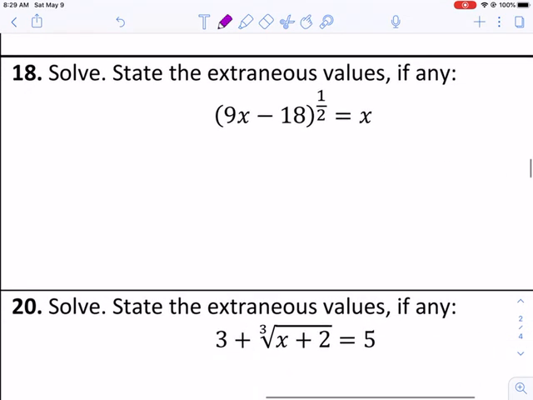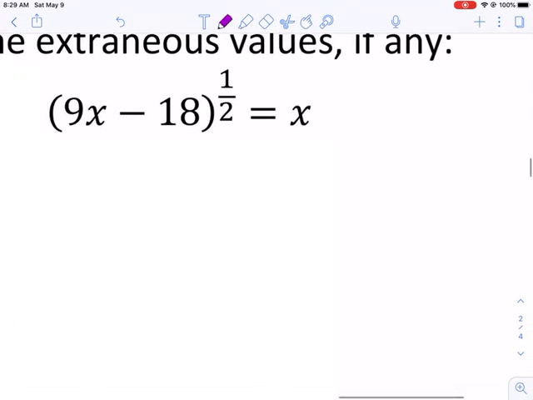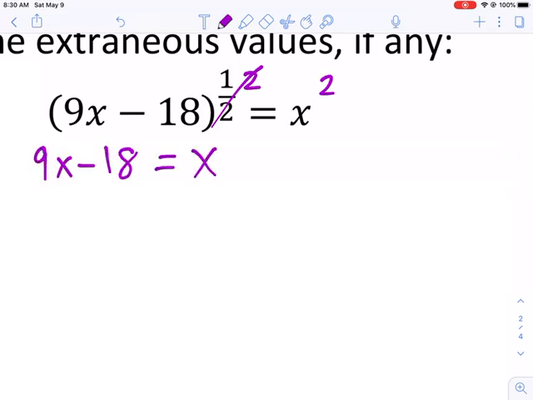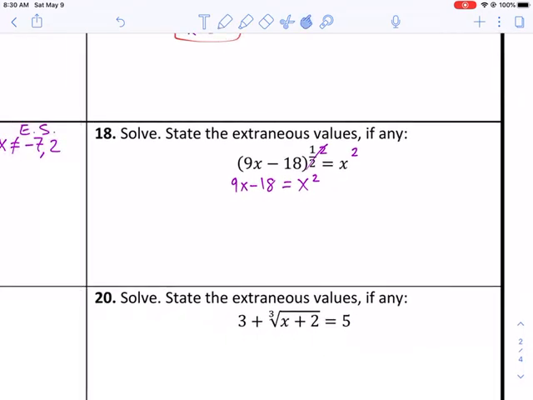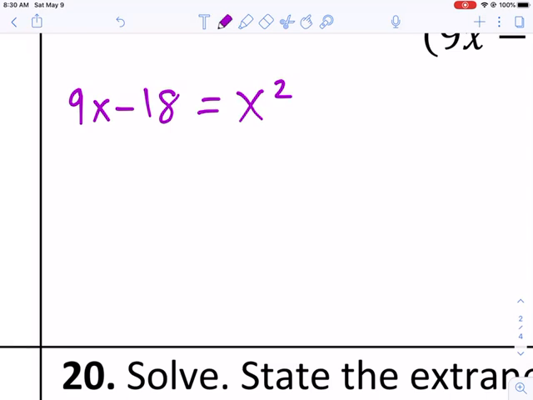All right, number 18, solve and state any extraneous values, if any. Okay, so we've got this 1/2 power. There's nothing else out here that we can get rid of, so we're going to go ahead and address the power. So if I flip the fraction, I get a second power, but then I have to also do that to the other side. So now I have 9x minus 18 is equal to x squared. And we're going to handle it just like we did the last one. We're going to move everything over to the x squared side and set it equal to 0, factor, and solve. All right, so we're going to subtract 9x, and we're going to add 18.